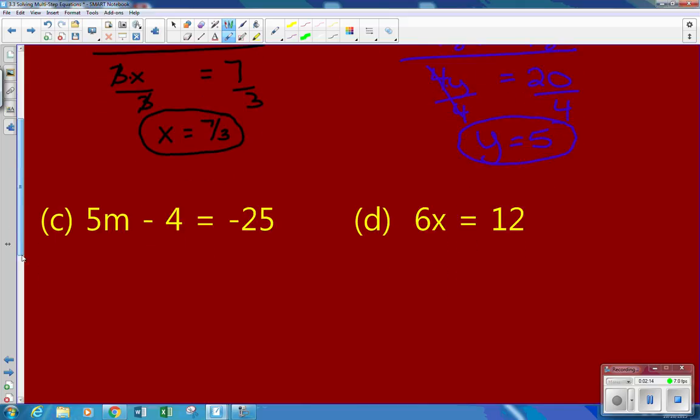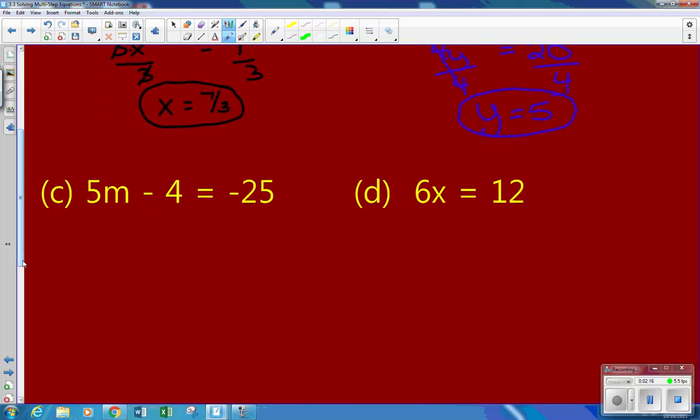5m minus 4 equals 25. Okay, again, here's our m, the letter that we're solving for, 5 times m. But we're going to move over the minus 4 first. We're going to plus 4 because we're adding 4 to both sides. We want that 4 gone. Our goal is to get the letter on one side by itself.